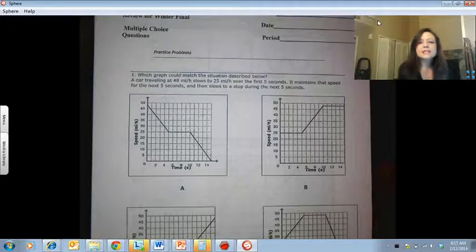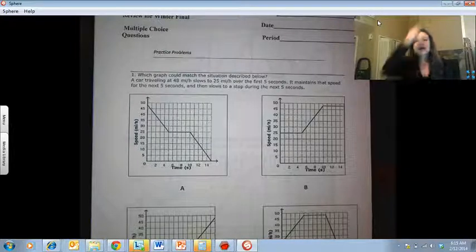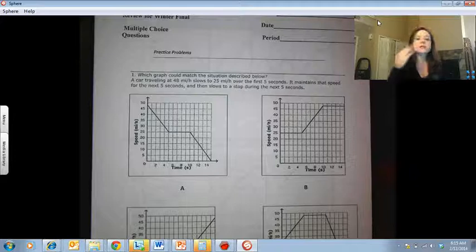Hi guys, this is going to be the answers and review for the test we're going to have over graphing tables and equations. So I want to make sure that you understood the study guide. Let's start with question 1.